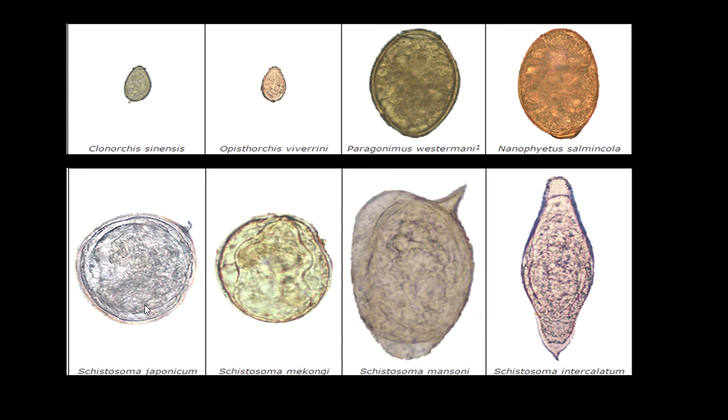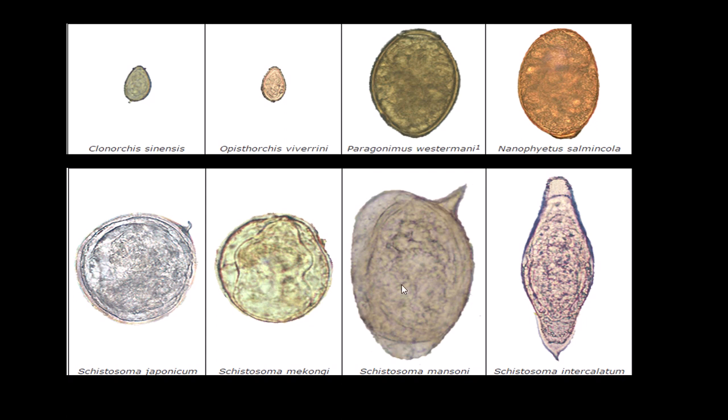And here the schistosomes, like Schistosoma japonicum. Here the schistosomes can be identified by the location of the spine, where this is located. And the Schistosoma mekongi and the Schistosoma mansoni. Schistosoma mansoni has a lateral spine, to be differentiated from the others.